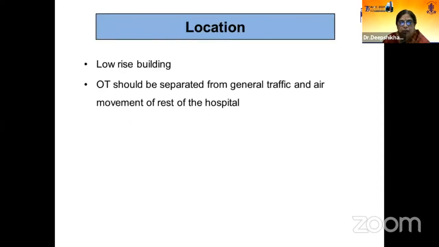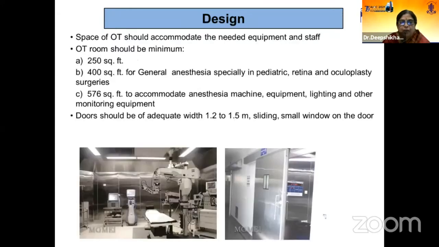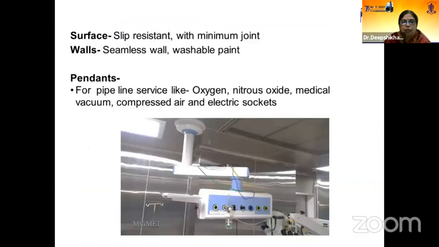So, location: it should be a low-rise building. The OT should be separated from the general traffic and air movements of the rest of the hospital. The space of the OT should accommodate the needed equipment and staff. It should be a minimum of 450 square feet, while if we want to accommodate more general anesthesia and other equipment, it should be 576 square feet. The door should be adequate, with a width of 1.2 to 1.5 meters, sliding, and a small window should be on the door.